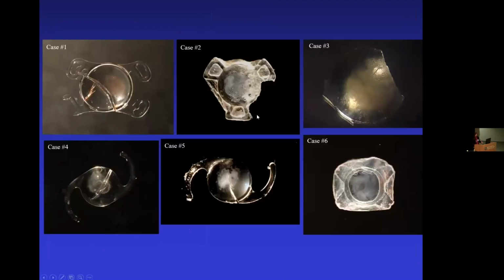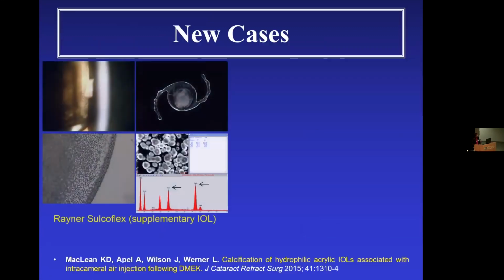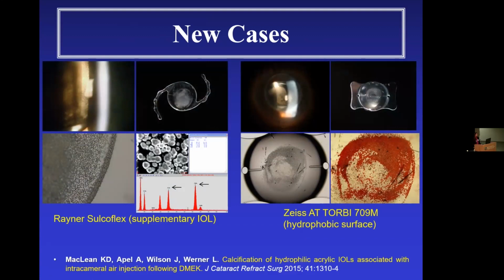These are all different hydrophilic acrylic lenses available in the US. And you see the pattern is always the same, a very limited area of very dense calcification, usually the opening of the capsular axis. And this is not related to any particular hydrophilic acrylic lens design or manufacture. So you really can see these even in lenses that usually were not described as calcifying. So after that publication, we published these 2 new cases.